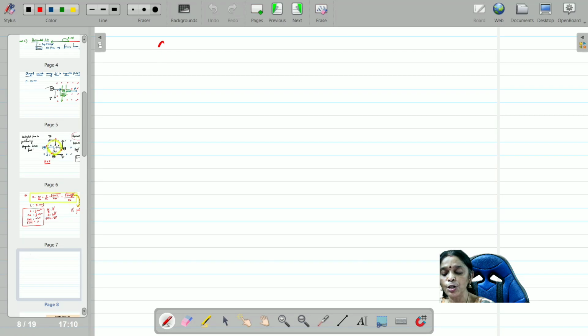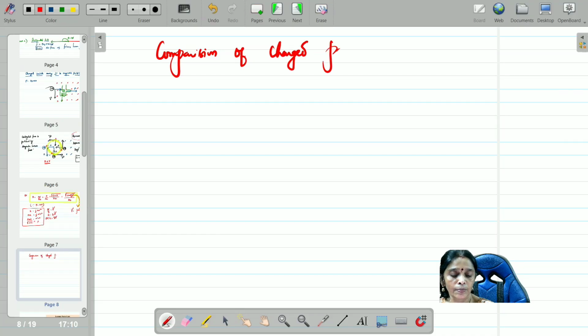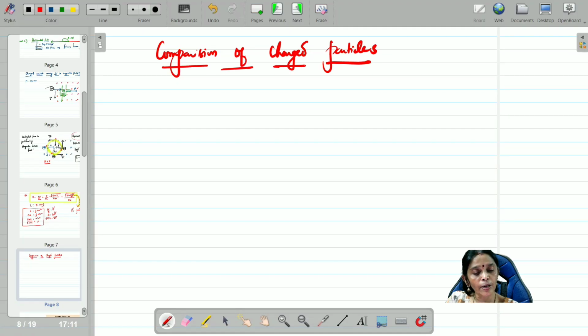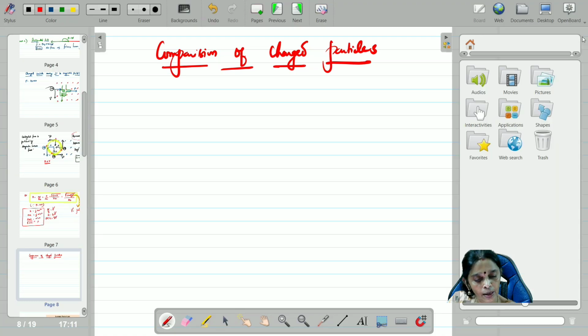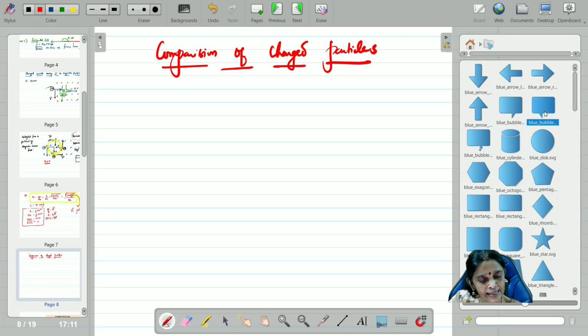Before that, comparison of charged particles. So let me compare the charged particles. Let me draw a table. Let me quickly take a shape and then I'm going to draw a table for the same thing.